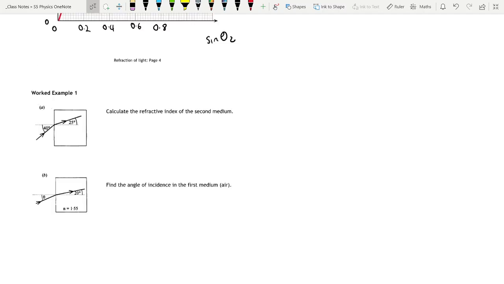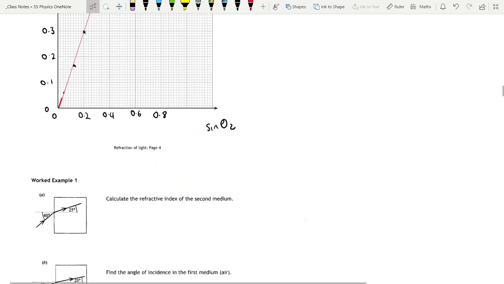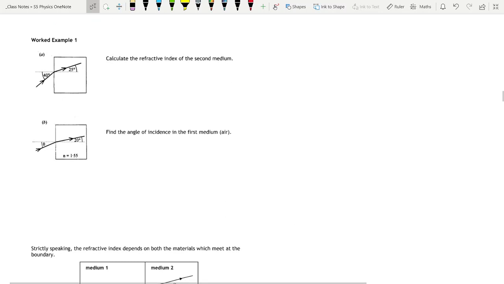Okay, so last lesson we came across the equation for refractive index, n, which is sine theta 1, the sine of the angle in material 1, divided by the sine of the angle in material 2. Or sometimes it's easier to look at it as n2, the refractive index of medium 2, divided by the refractive index of medium 1, which is usually air, which is 1, equals sine theta 1 over sine theta 2. So we're going to do some examples of this before I let you have a go.